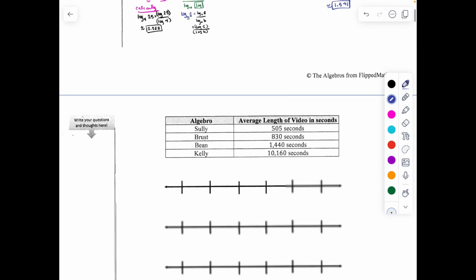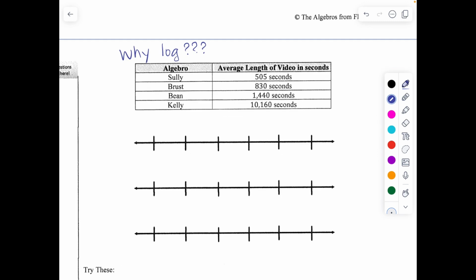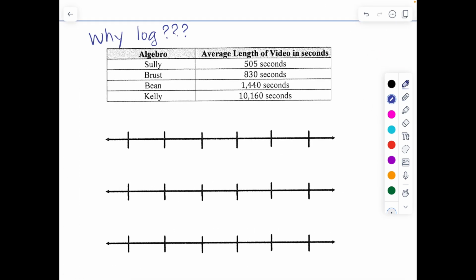Okay, turn the page. So you might be asking, okay, we learned all about this stuff, but why do we use log? So let me just illustrate for you some of the reasons why we might choose to use log versus our traditional linear scale.